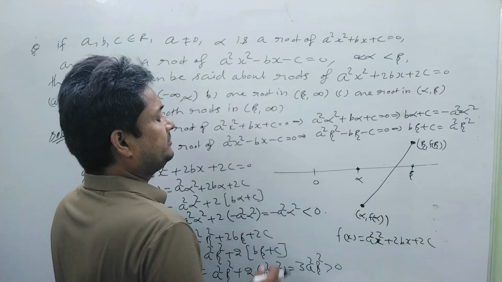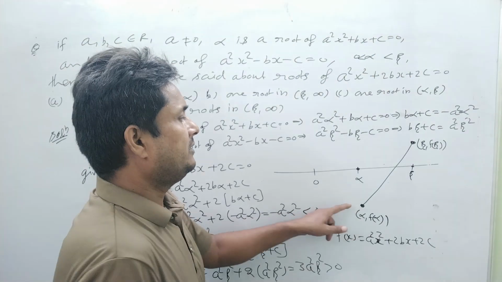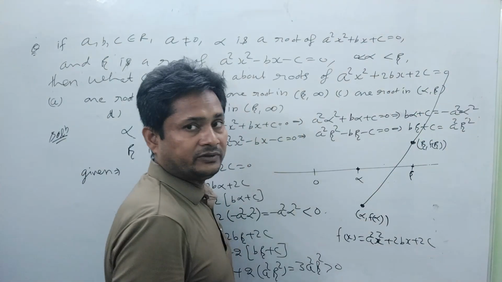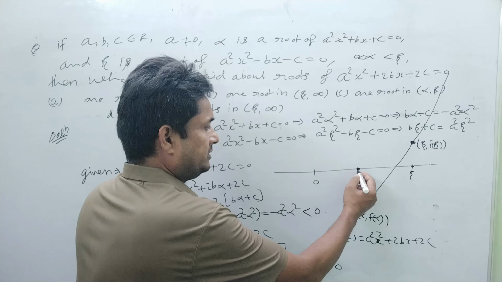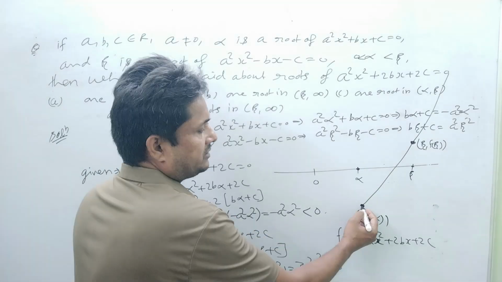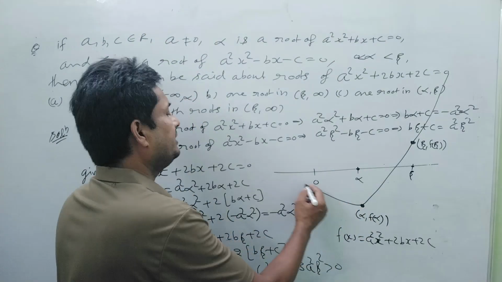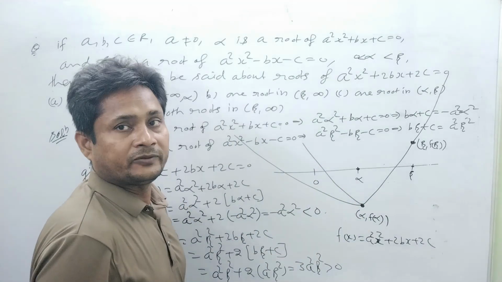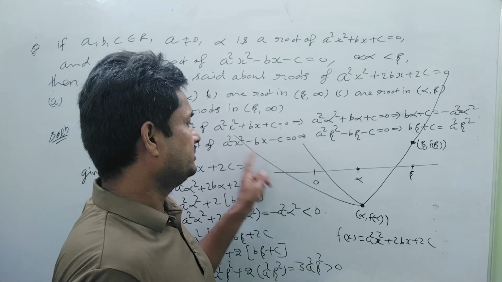And from here, this one, the graph is an upward parabola. So it will go up to infinity, and at x equal to alpha, the graph is giving a negative value. So the graph will be like this one, or it may pass like this one. So we have to decide whether the graph will pass this side or this side.